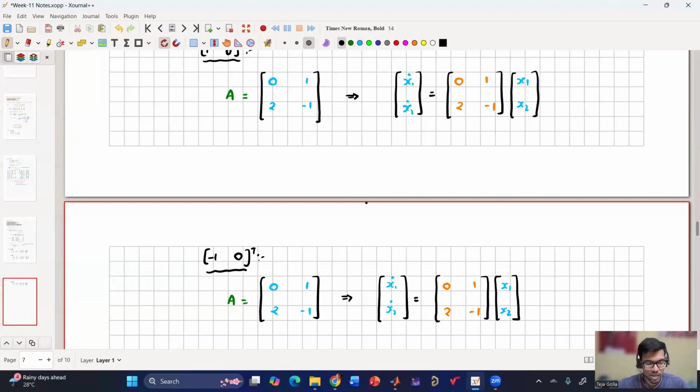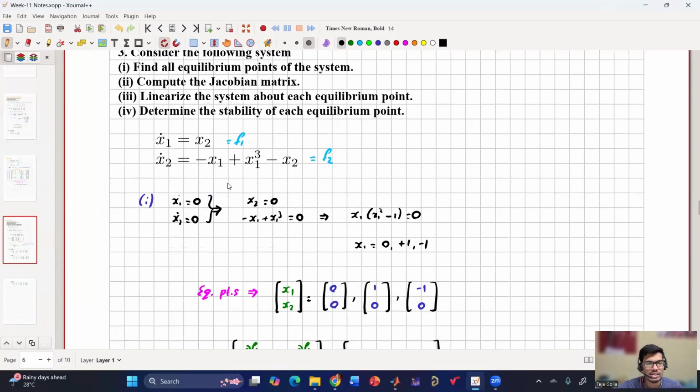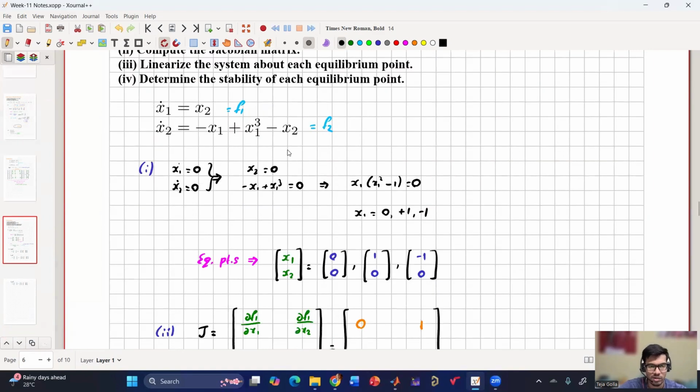Okay. So now we have calculated the third part, where they have asked to calculate each linearized state space model at each of these equilibrium points. So we have obtained the equilibrium points. At the beginning we obtained the equilibrium points, and we have seen there are three such equilibrium points.